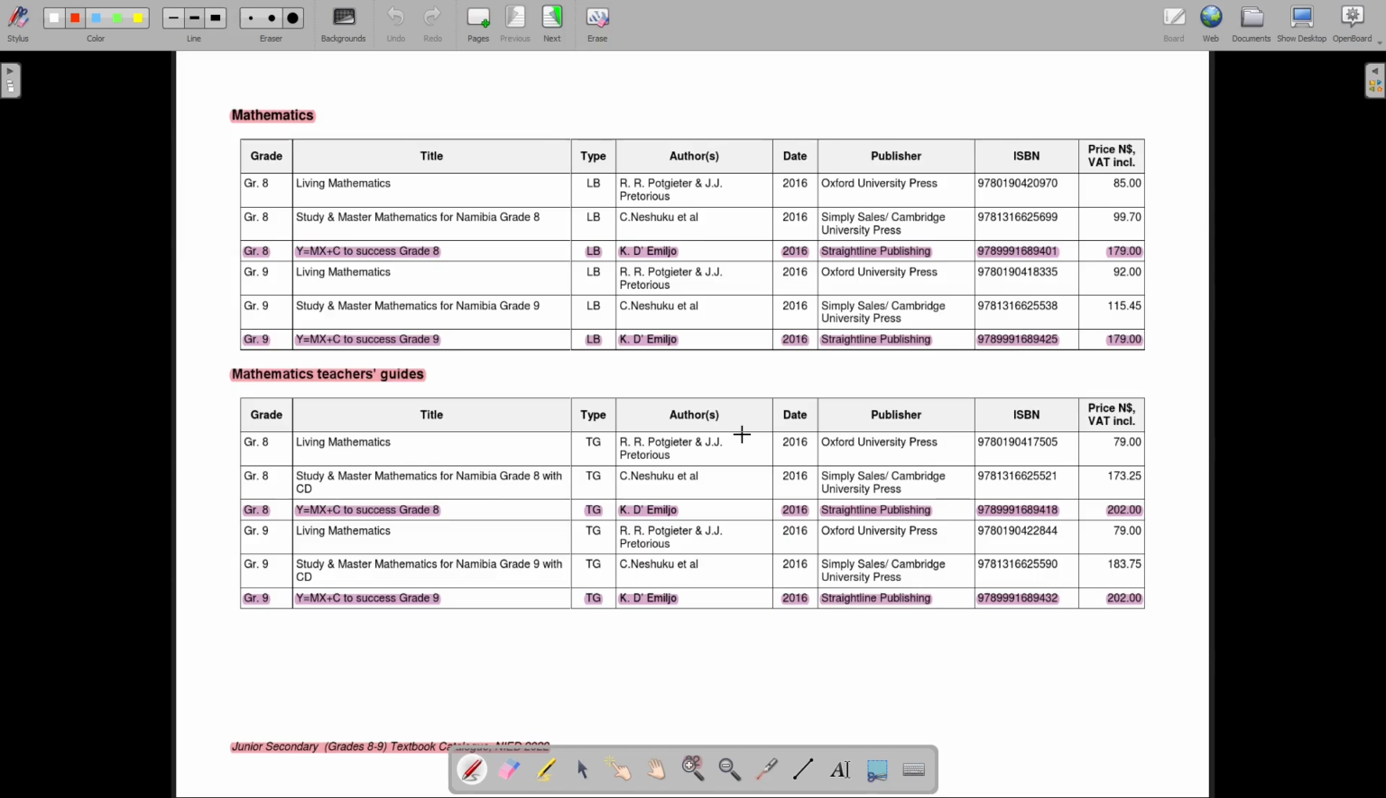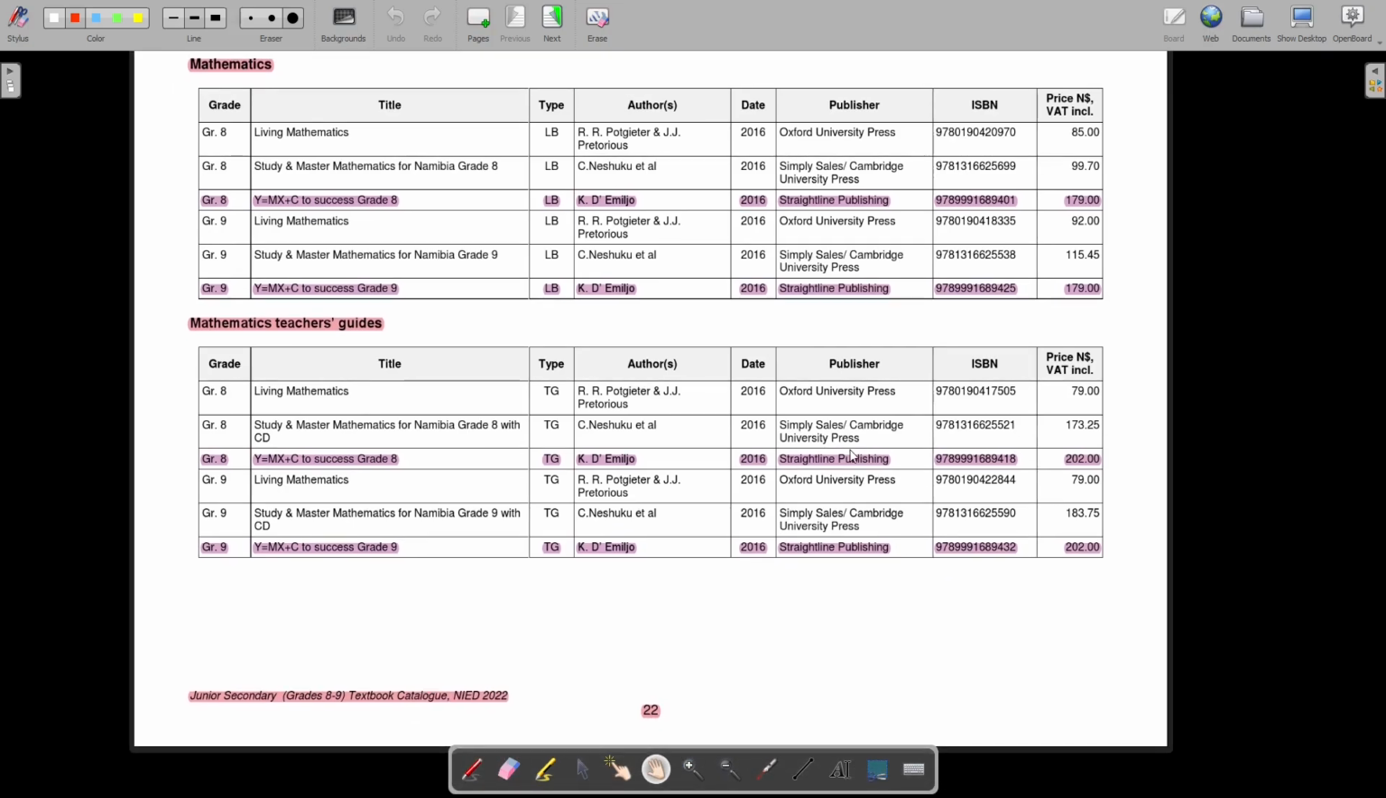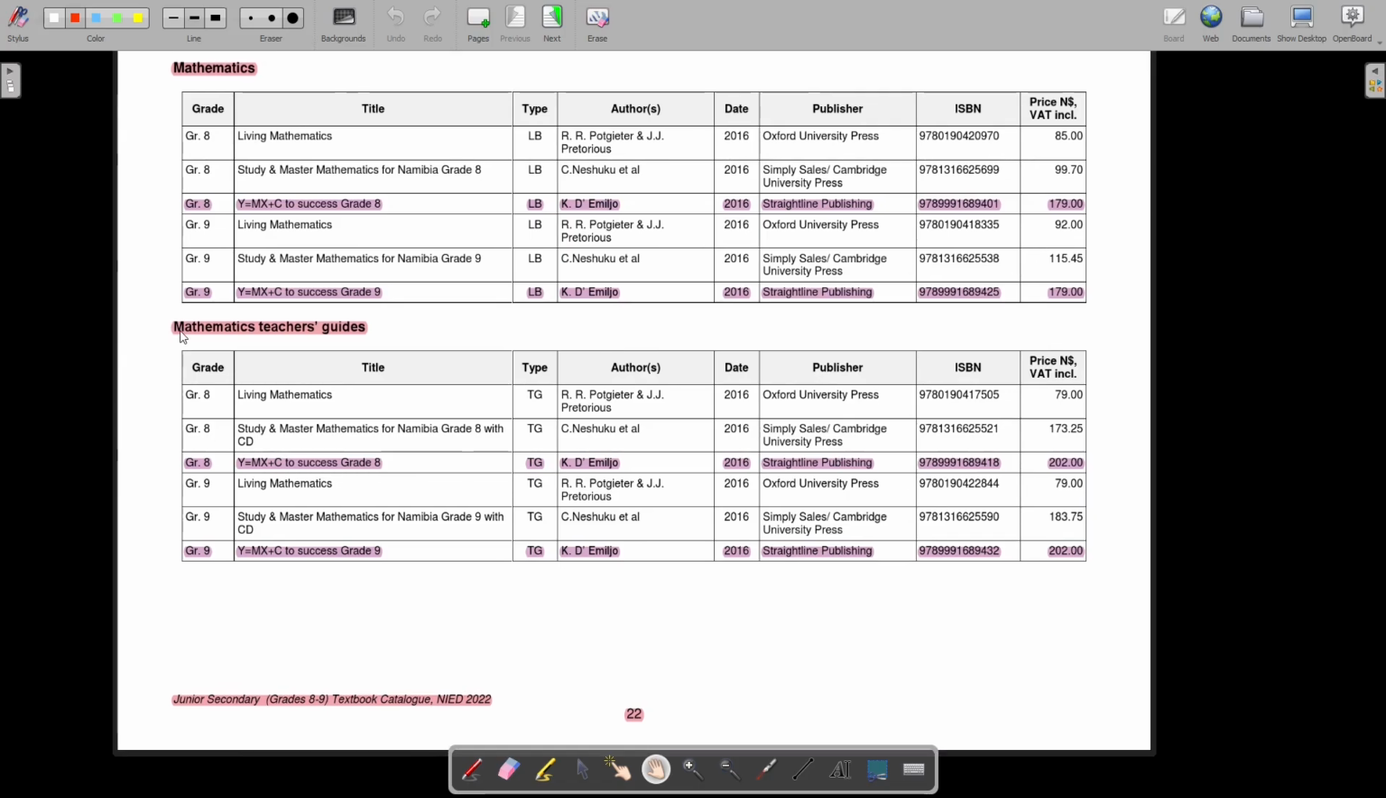So all the y equals mx+c mathematics textbooks are on the NIED catalog. That means schools can order the books through the ministry. By this time of the year, and this message is now for teachers, to help your students for the future, they can just go and look on the textbook catalog. I highlight for you, there's the grade 8, there's the grade 9, this is the grade 8 to 9 textbook catalog of NIED, and there's the teacher's guides.